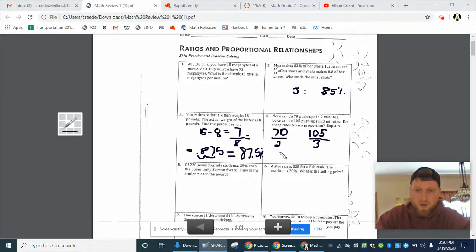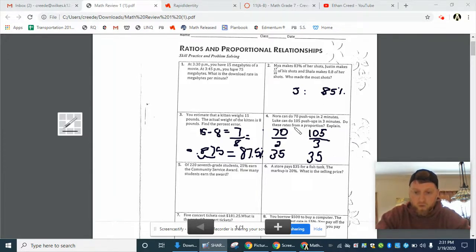All right, so what you should have gotten here, 70 divided by 2 is 35. So Nora would have done 35 push-ups per minute, and Luke would also have done 35 push-ups per minute. It does ask you to explain. Explaining in math terms means to show your work. So remember, we're always showing our work, no matter what.